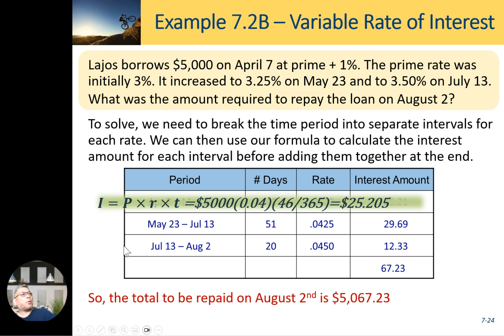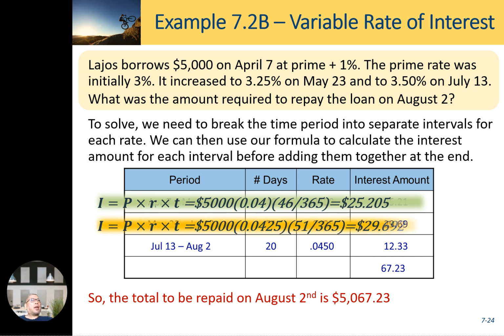For the first I it will be 25.205. For the second I, 29.692. The third I is 12.329. Okay, so that's how it calculates.